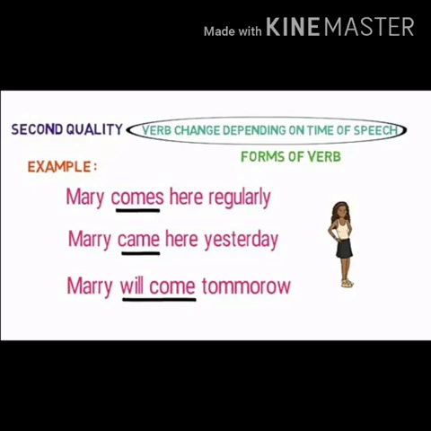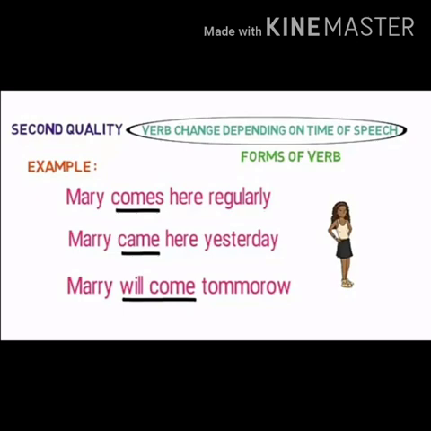Here I took the example, Mary comes here regularly. Here we are talking about present moment. Mary is subject. Comes is main verb. In the second, Mary came here yesterday. This sentence tells about past moment. Here came is the verb which changes according to the time of speech.